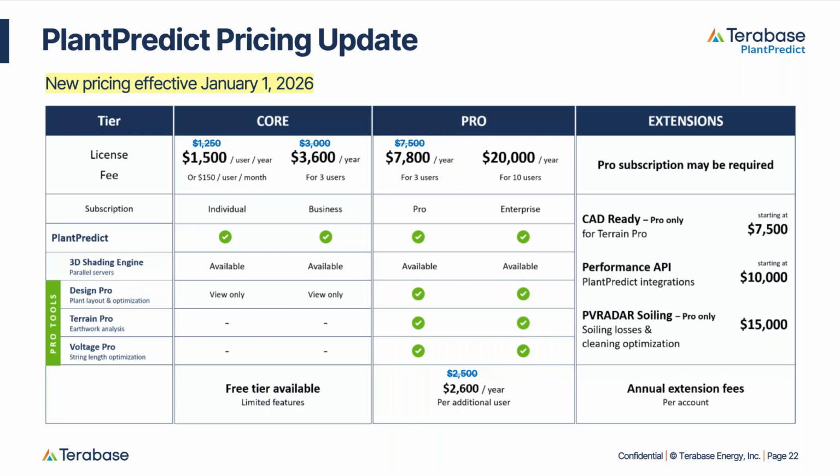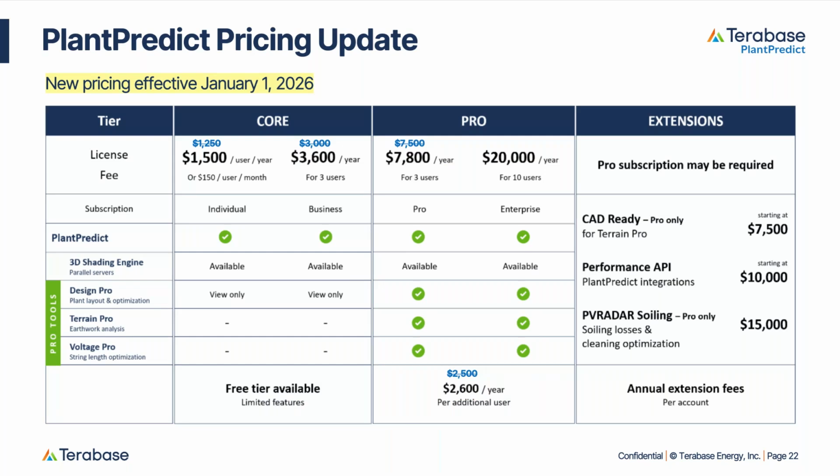This is where we talk about the PVRADAR pricing. The deal we're making with PVRADAR is the list price for PVRADAR. If you're not a PlantPredict subscriber and you just want to access PVRADAR, the list price is $20,000 per company. That's what PVRADAR currently sells their product for as a bundled package. So if you bundle PVRADAR with PlantPredict Pro, you get PVRADAR access for $15,000. So there's a little bit of value there to bundling PlantPredict Pro with PVRADAR.